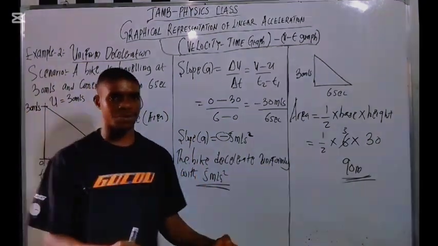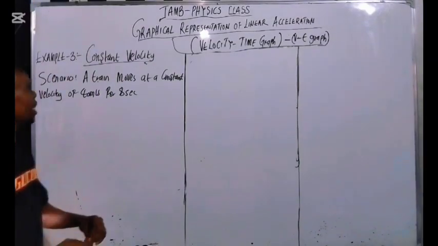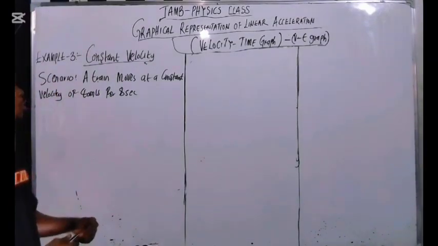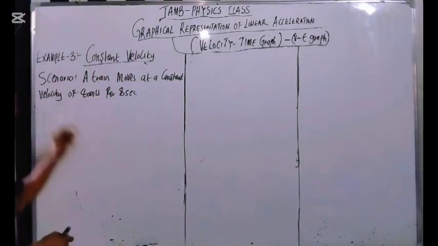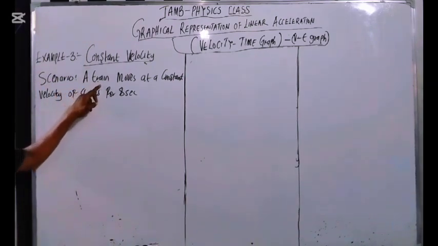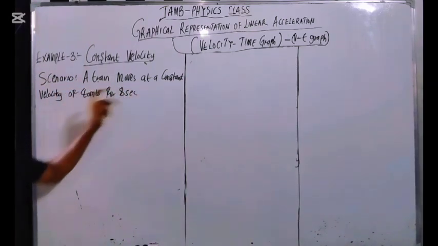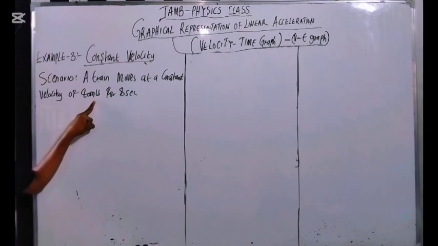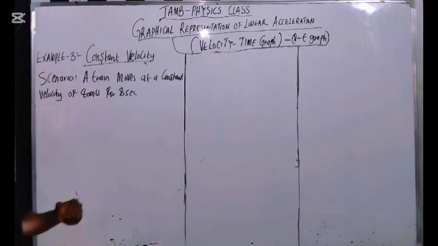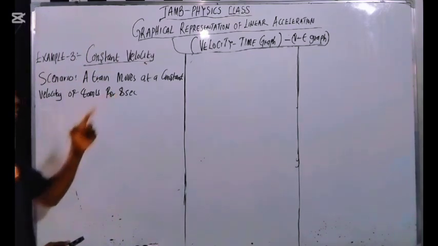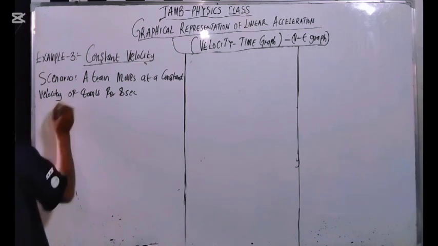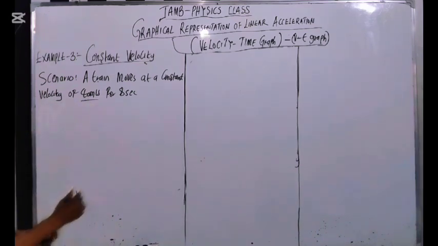So let's move to the next one. Let's look at the third example, which is called constant velocity. A train moves at a constant velocity of 40 meters per second for 8 seconds.